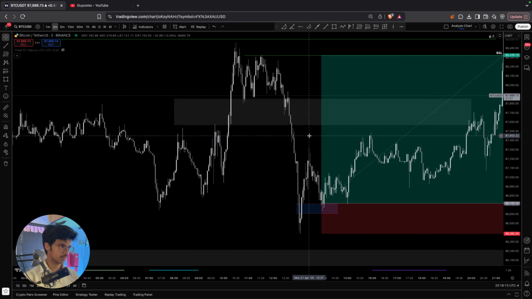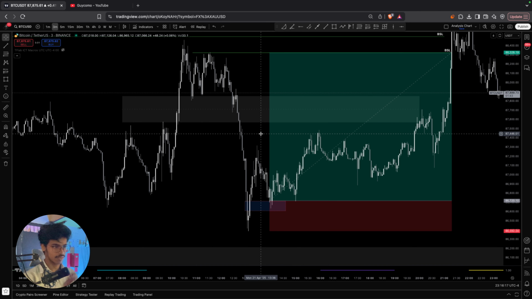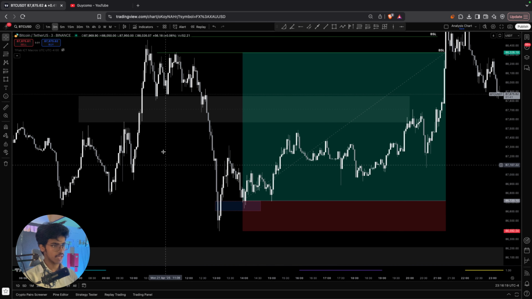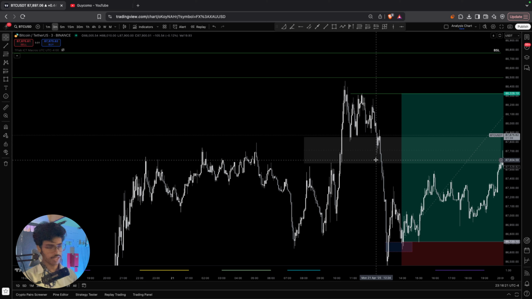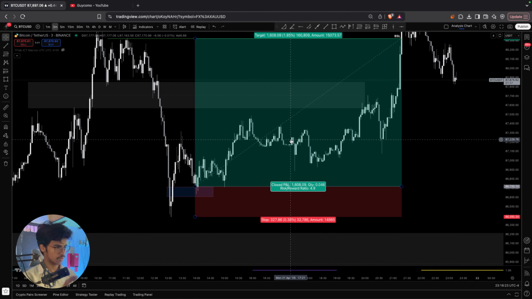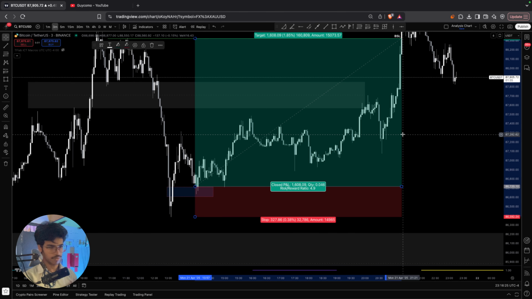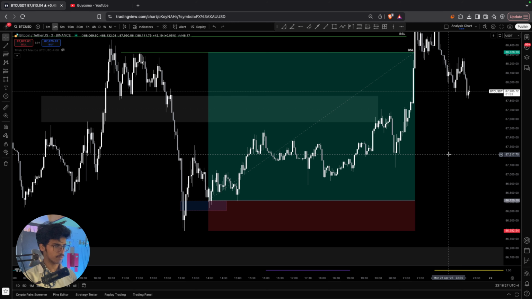I'll watch some videos on YouTube and get some information on whether things like this work or not. Anyways, I saw this trade, and I'll explain how I took it. This trade is around 1 to 5. It's 4.9, so you can say it's 1 is to 5.